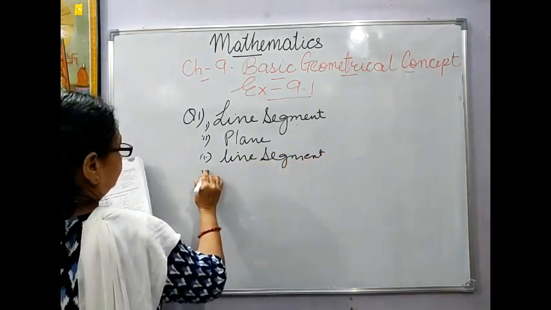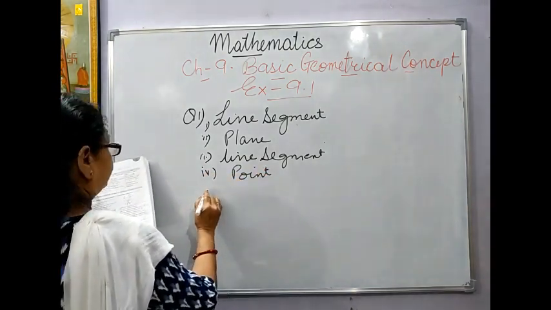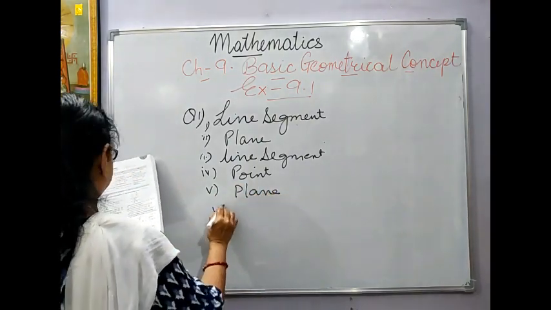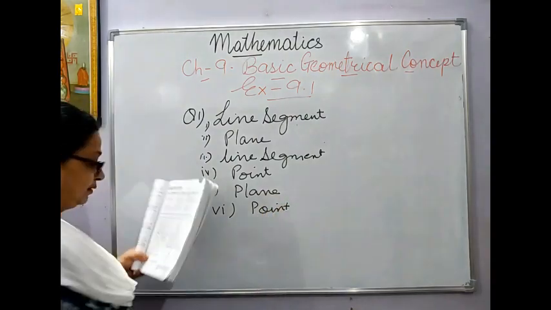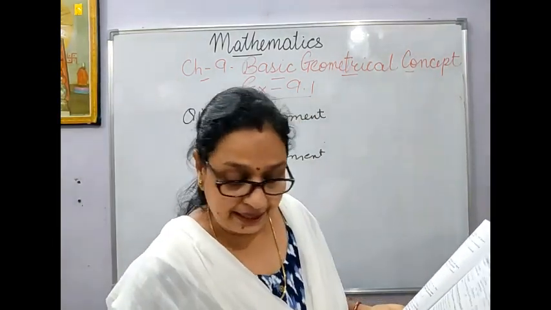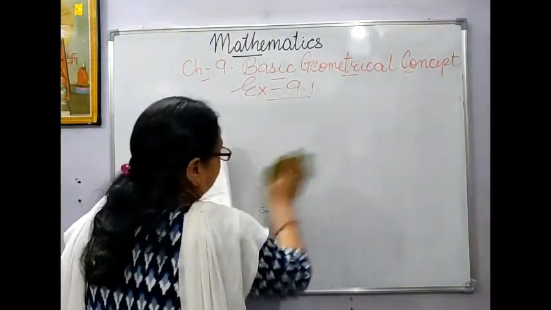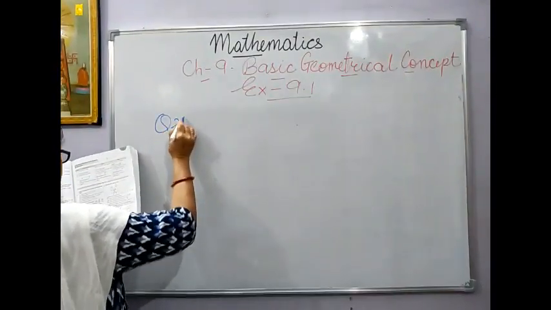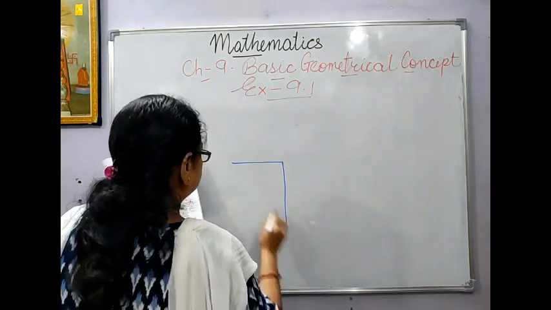Fourth, point. Fifth, plane. And sixth will be your point. Okay? Then see, look at the figure and name. If I just draw the figure over here, question number 2, it is somewhat like this.